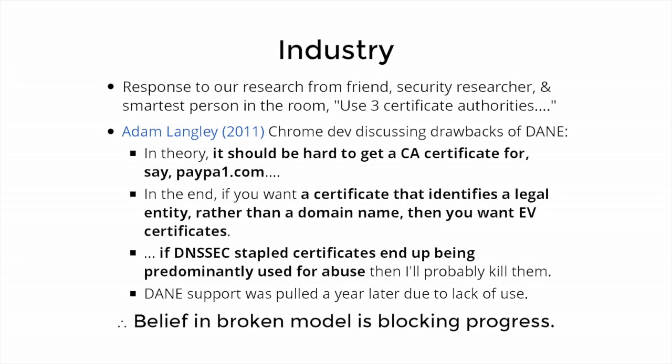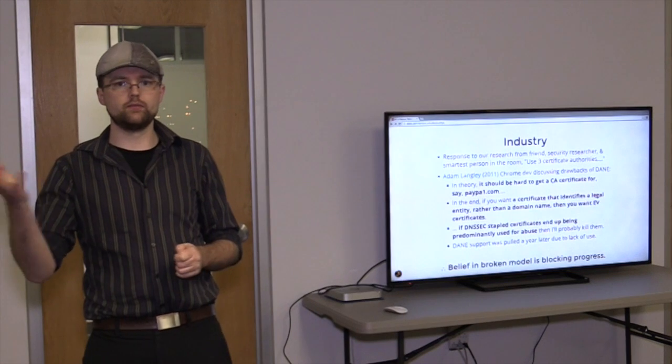In 2011, Chrome actually implemented DANE, which is this way of storing your public certificate keys in DNS. And in the blog post describing this change, you can actually see how belief in this broken model was being used as the potential downsides of why this might be a bad change. It should be hard for a CA cert to get PayPal, PAPA1.com, but then immediately after that he says, but we can check for this in the browser as well.